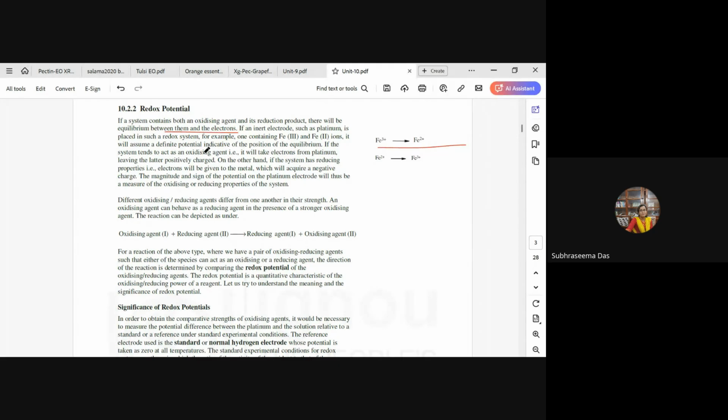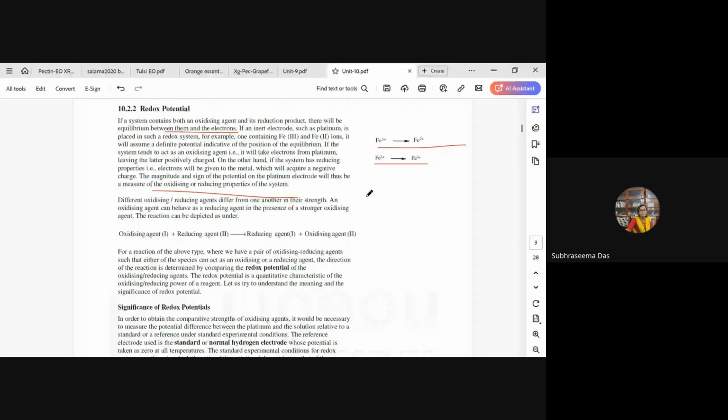equilibrium. Now if it acts as an oxidizing agent, then it will take electrons from the platinum electrode, leaving it positively charged. Whereas if the system has reducing properties, it will acquire a negative charge. So the magnitude and sign of the potential of the electrode system will be a measure of the oxidizing and the reducing properties of the overall system.